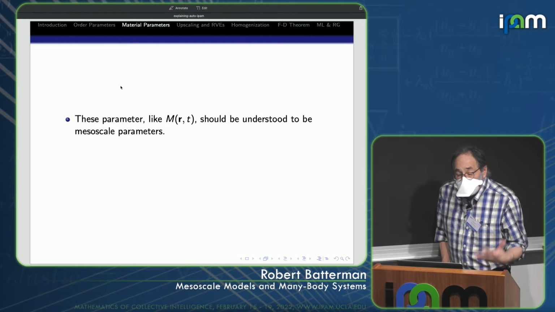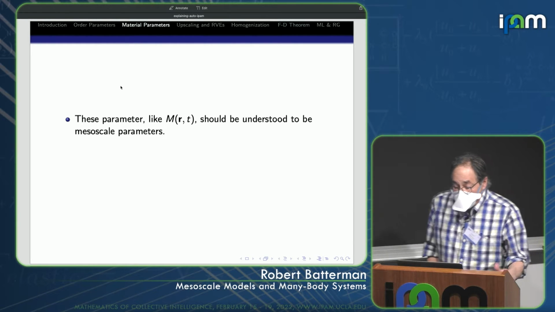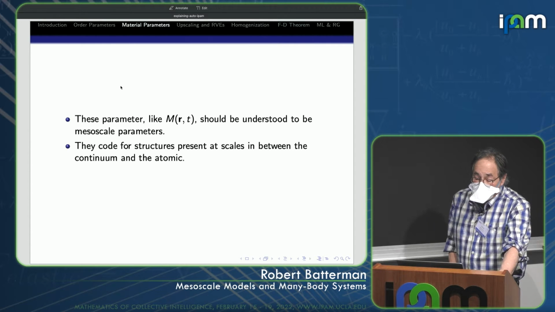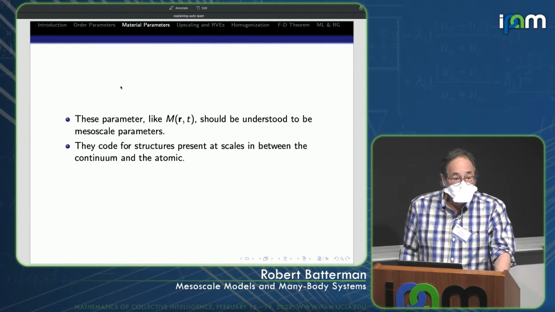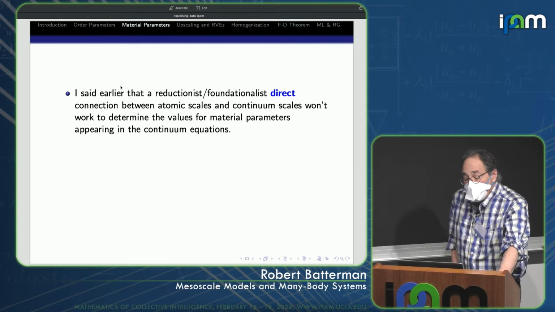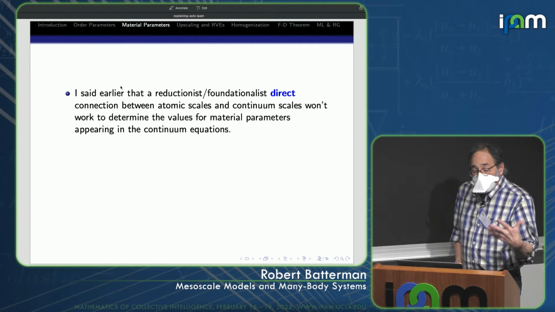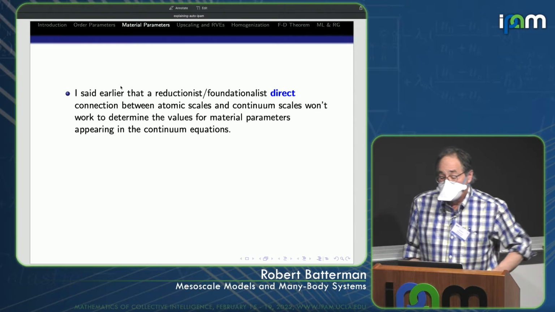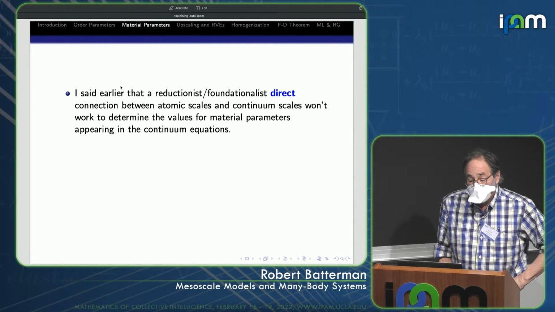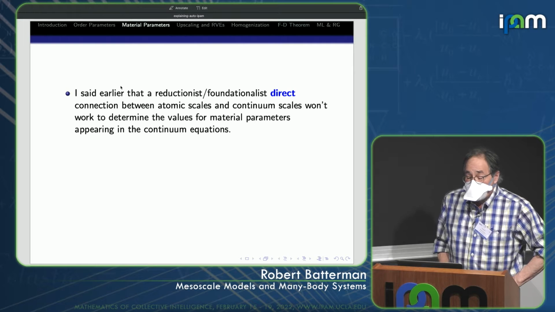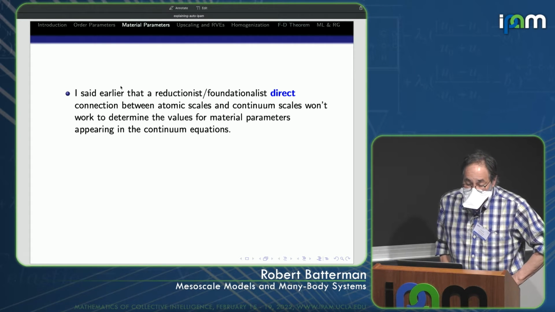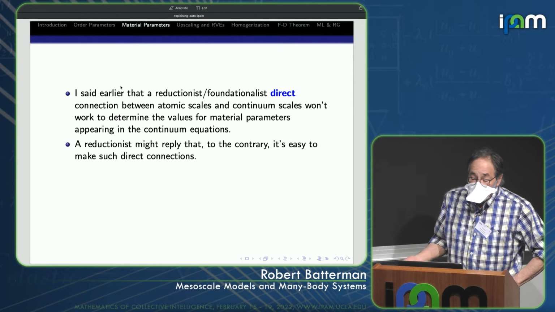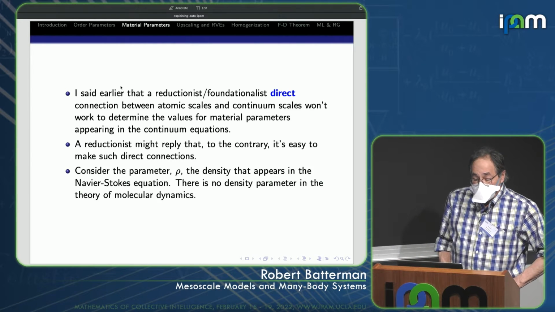These parameters, like the magnetization, I think, should be understood as mesoscale parameters too. They code for structures present at scales in between the continuum and the atomic. Now, I said earlier that the reductionist, foundationalist direct connection between atomic scales and continuum scales won't work. It won't work to determine the values for the material parameters. But a reductionist might reply, that's just wrong. It's really easy to make such direct connections.